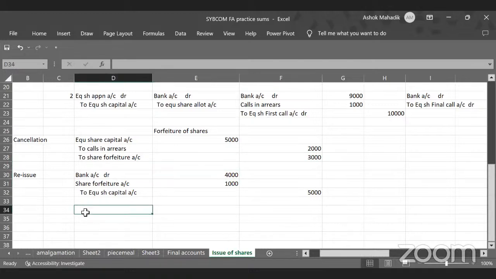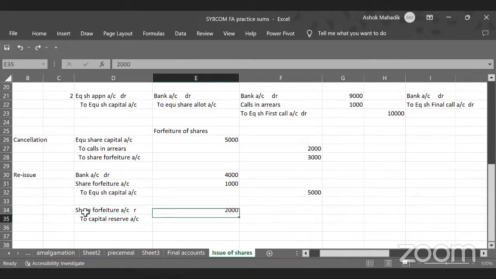Clear? So the share forfeiture account had a credit balance of 3,000. 1,000 was debited in the second entry, so still in credit it has 2,000. So we will debit it by 2,000 so that it nullifies. I'll write share forfeiture account debit to capital reserve. How much balance did it have? 2,000, right? That 2,000 will be transferred to capital reserve.